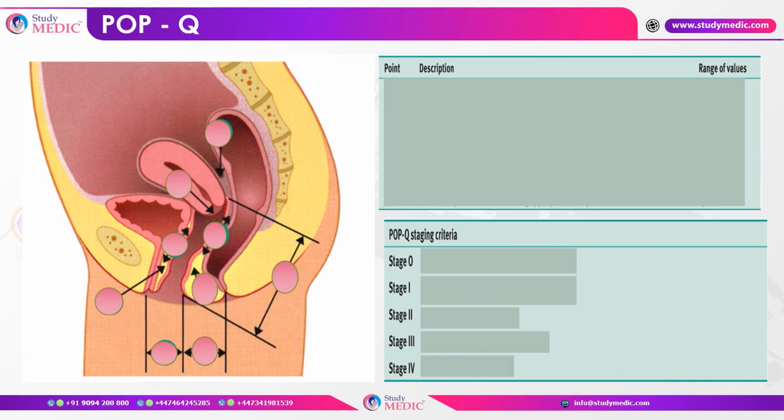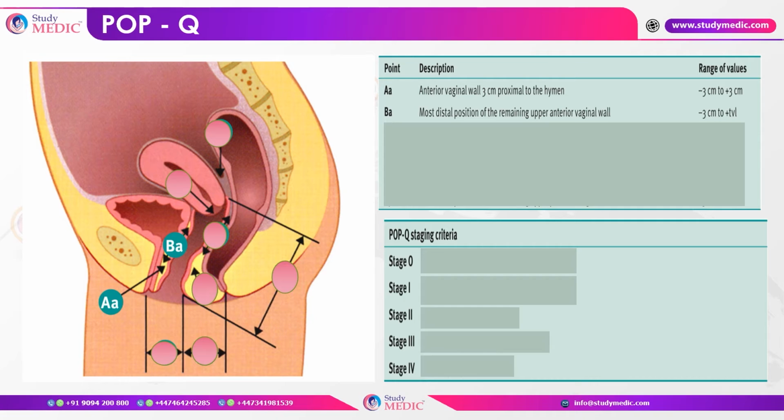So the first point is point A sub A. What is this point? It is a point on the anterior vaginal wall which is 3 centimeters proximal to the hymen, and point A sub A could be -3 to +3 centimeters. The next is point B sub A. This is the most distal position of the remaining upper anterior vaginal wall. B sub A could measure anywhere from -3 to the total vaginal length.